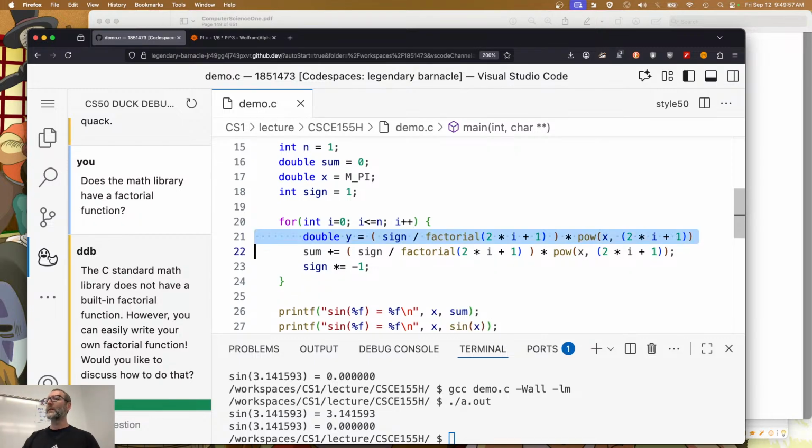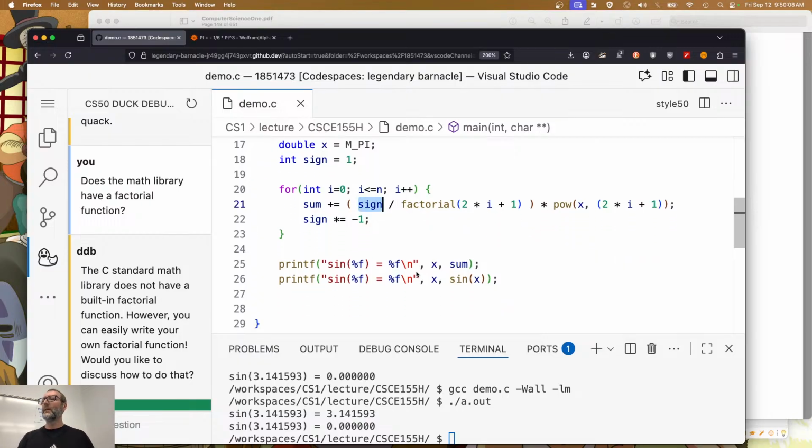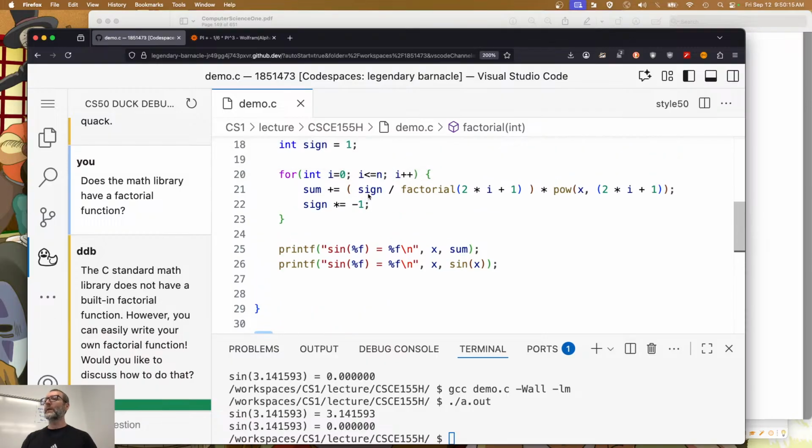Okay, I figured it out. Did you? The hint I'll give you is integer truncation. Well, what's an integer? Sign. What does factorial return? An integer. So in this right here, sign divided by this is why we never make progress away from pi, because we're always adding 0. So what can I do here?